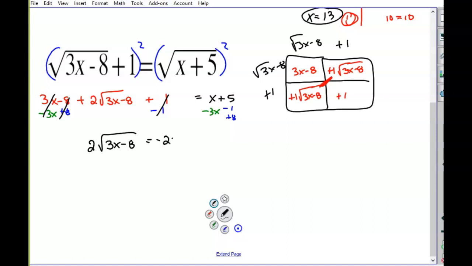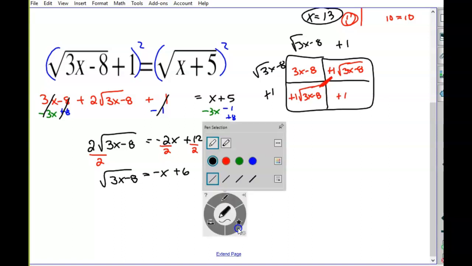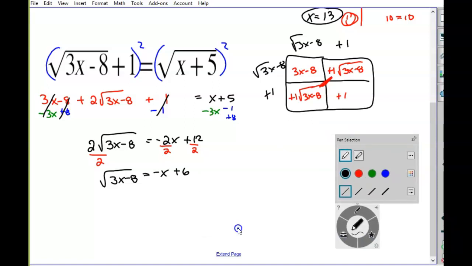And then I am left with negative 2x, and 5 minus 1 is 4. 4 plus 8 is 12. I did kind of a bunch of steps in one there. And then I have to divide every piece by 2. What we just did there is we created a brand new problem that has a radical in it. So, and we have to square that.